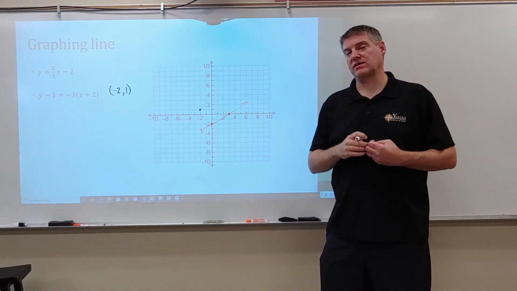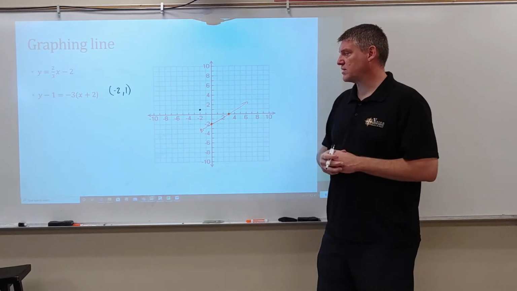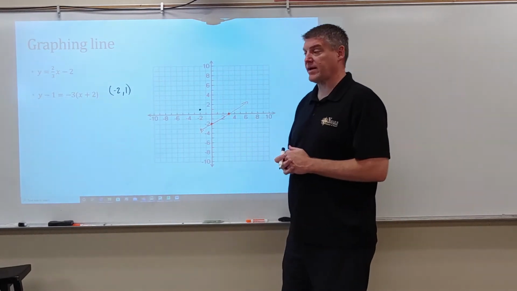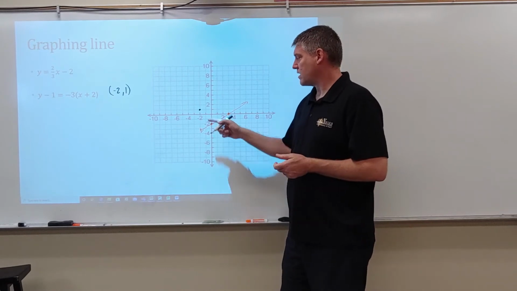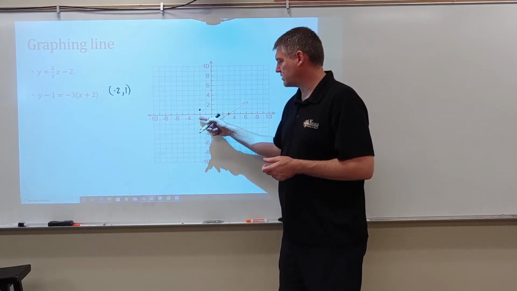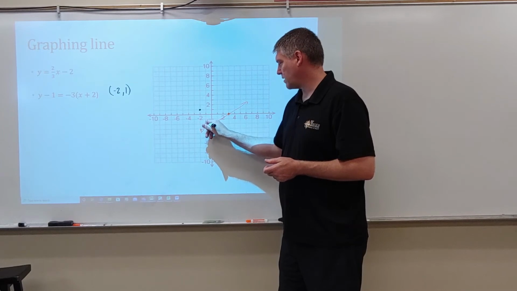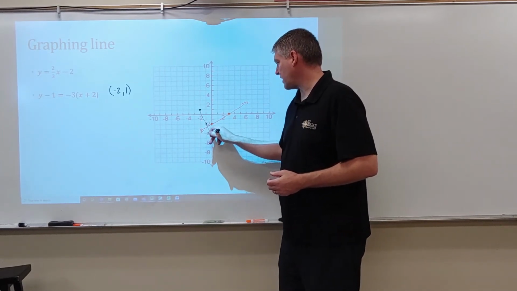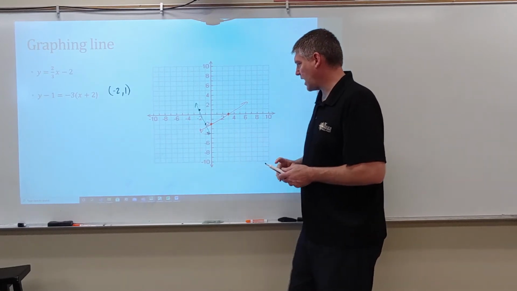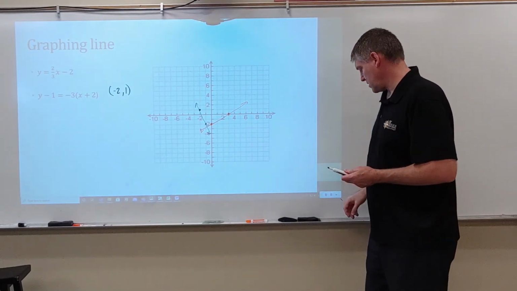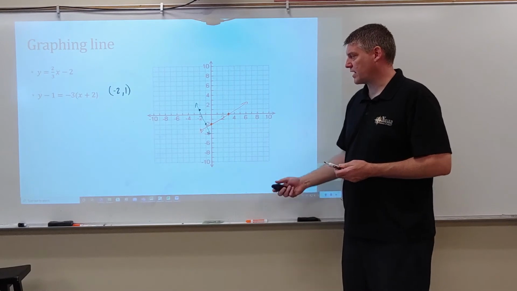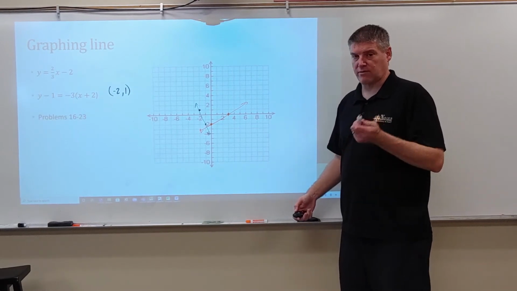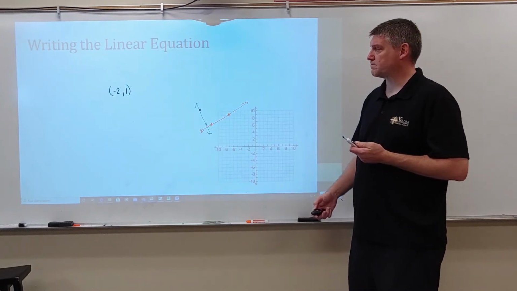Now that I have my point, I can use my slope. My slope is negative 3, so another way to write that is negative 3 over 1. So I'm going to go down 3, 1, 2, 3, right 1. I now have 2 points. I'm going to connect those 2 points with a line, and there's my graph of those lines. Now, if I had standard form, I'd want to find the x and y intercepts.